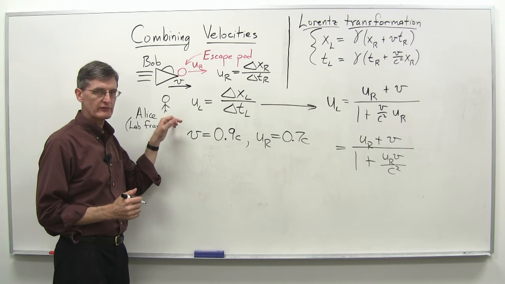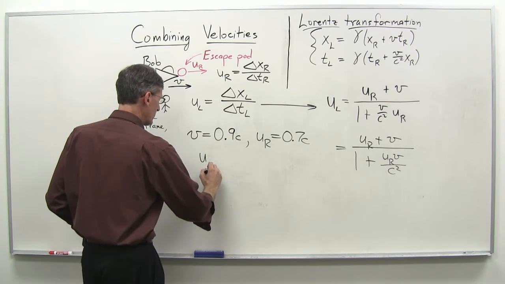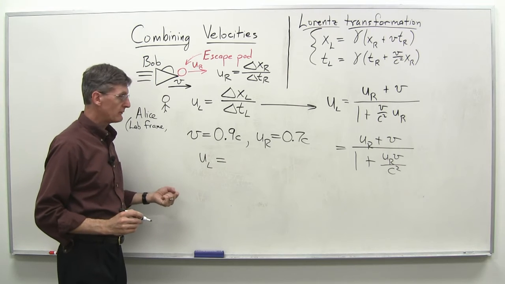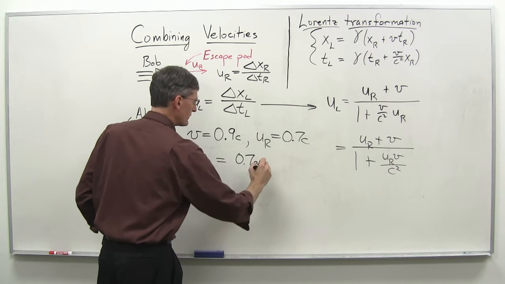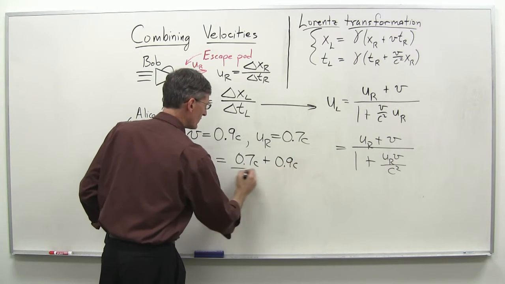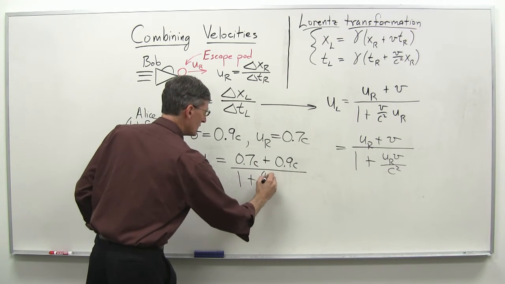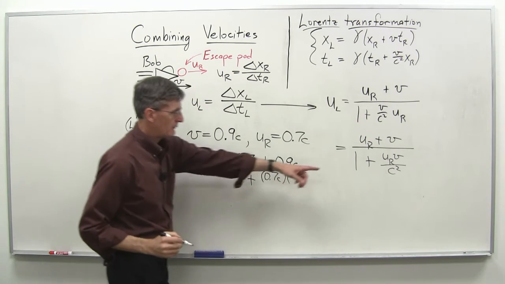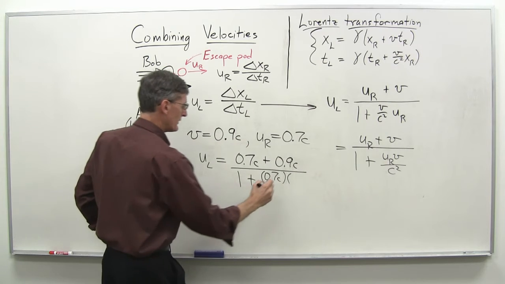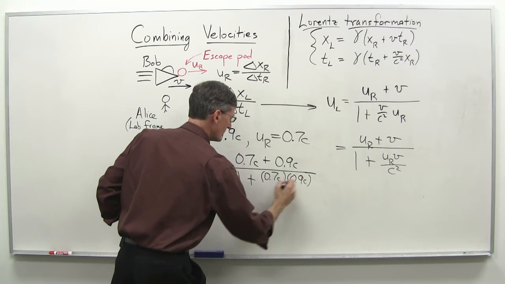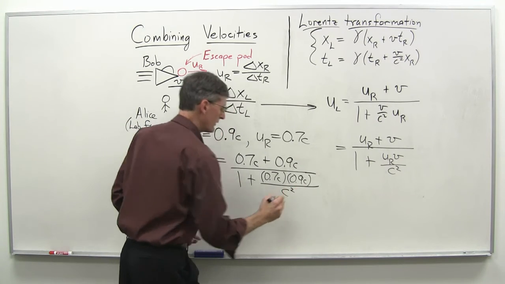So the question is, what does Alice see in terms of the velocity of the escape pod? Let's try out our formula. We've got u sub L, the velocity in the lab frame that Alice is going to see. So u sub r is 0.7 c, plus v is 0.9 c, for example. On the bottom, we've got 1 plus u sub r, 0.7 c, times v, which is 0.9 c, all over c squared.